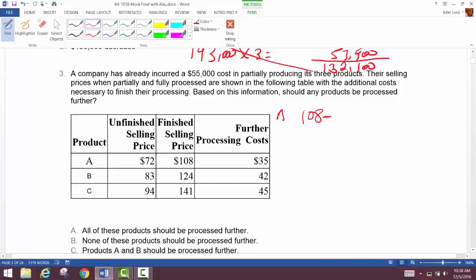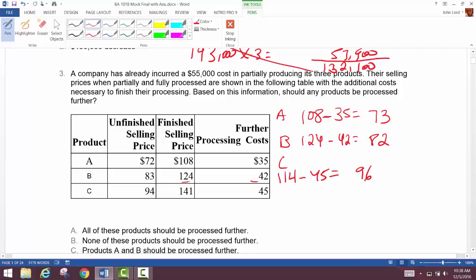So for our product A, it's this 108 minus what? Minus the further processing cost, and that should say contribution of 73. Then we look at B, and B is what? 124 versus the additional processing cost of 42. That gives us 82 as an additional contribution. And then we have what? We have this 141 for product C now. I'll just write it here. 141 minus what? The 45? And that gives us a contribution of 96.